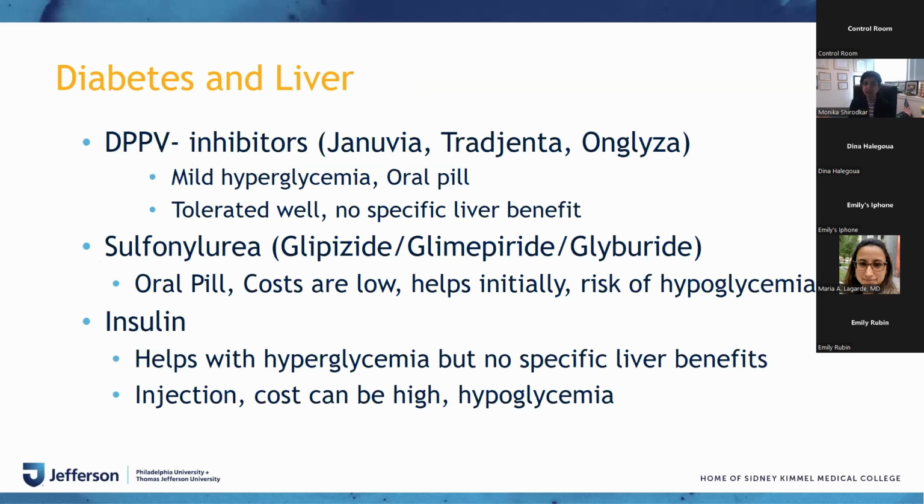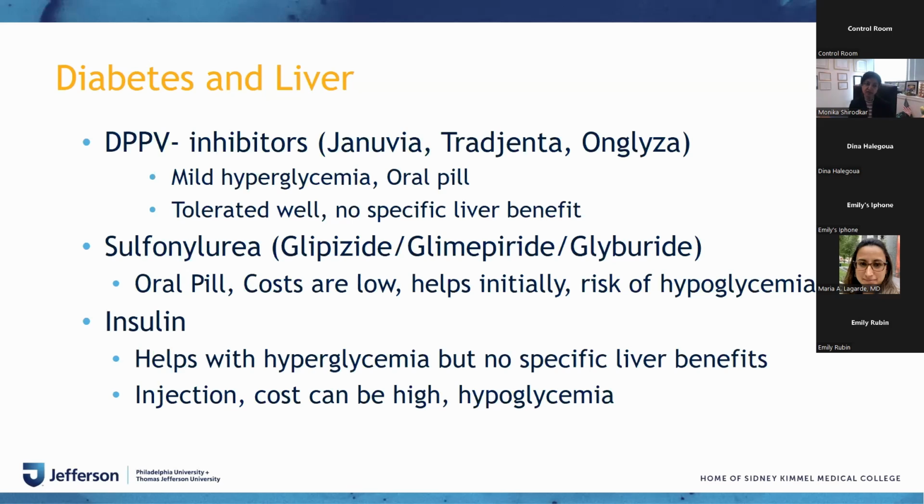DPP-4 inhibitors, these are Januvia, Tradjenta, Onglyza. They're typically used for mild hyperglycemia. They're easy to use. It's a pill. It's once a day. They're fairly well tolerated. But once again, no real specific liver benefit. Weight loss is neutral, so it's not really going to do much to help get a few pounds off.